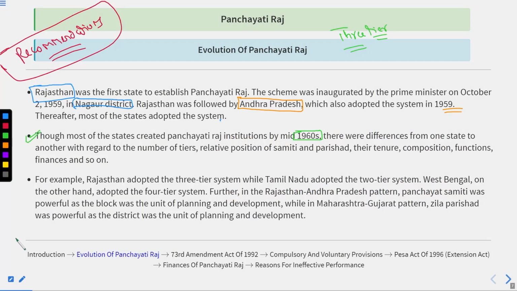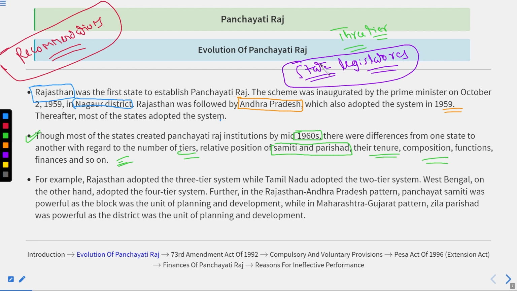When the different states were establishing the panchayats, there were differences between the tiers: how the tiers were created, the relative position of Samiti and Parishad, what the tenure, composition, functions, finances should be, and so on. Why? Because it was dependent upon the state legislatures. So that's why they were having the differences.